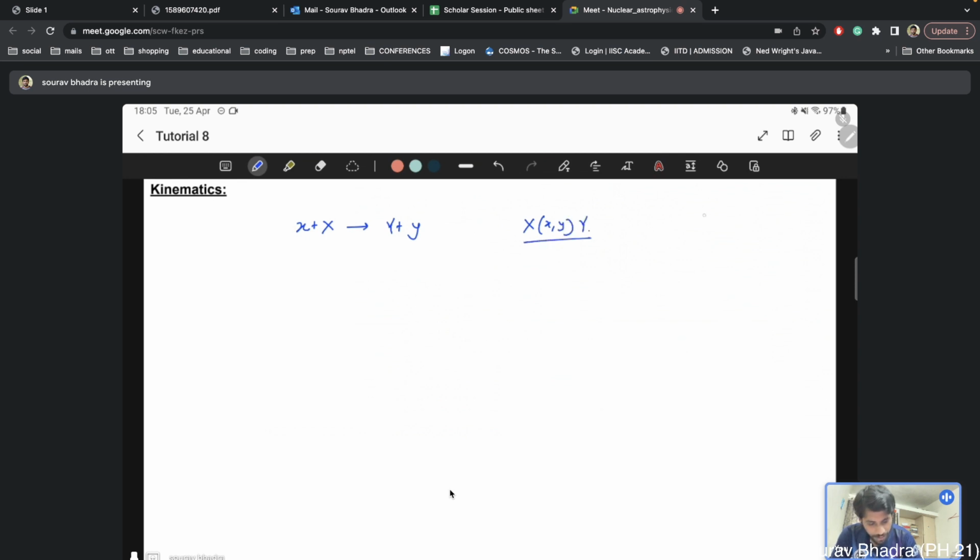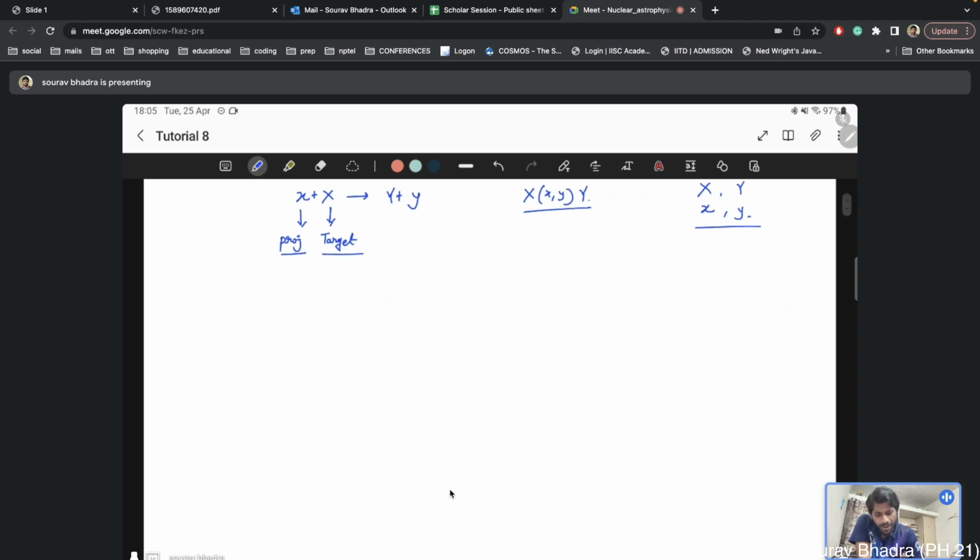Whenever I write this type of x, that means capital X, and this x is the small x. So don't get confused by my notation. Similarly, this is capital Y and this is small y. In this reaction, this small x we will treat as a projectile, and that capital X is our target. Capital Y and small y are the product nuclei.